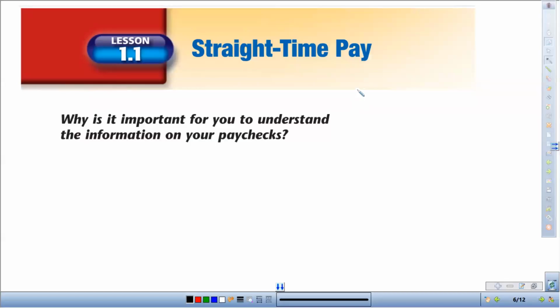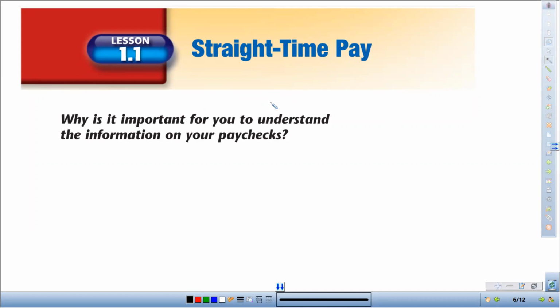So with this first lesson, the first chapter is all about gross income, and we're going to talk about some of these key terms. Gross income is the total amount that you make in your paycheck, how much money you're bringing in, before deductions and taxes and that sort of thing. So the gross income is the total amount coming in.